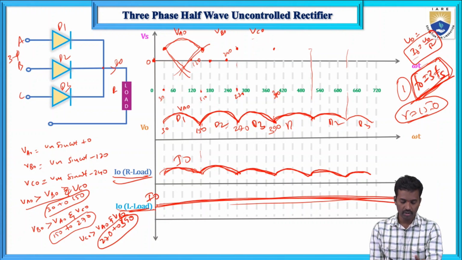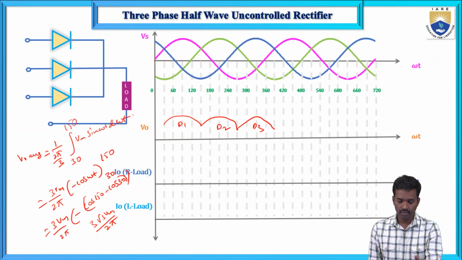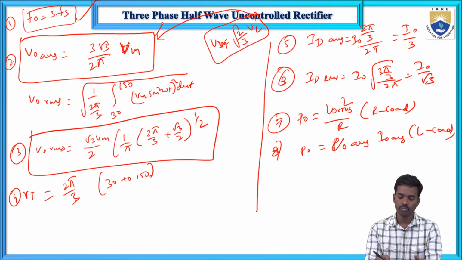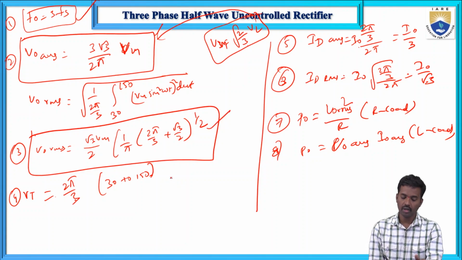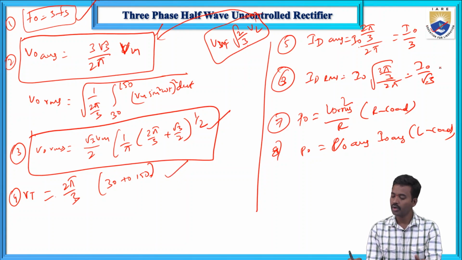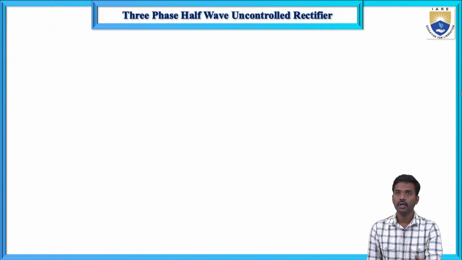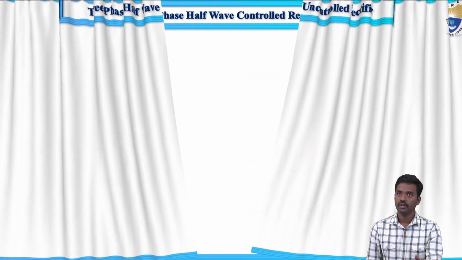So each diode is conducting. Next, this is the average output voltage. It is a three pulse converter. This is the average output voltage formula, the RMS output voltage formula, the diode conduction duration, diode average value, diode RMS value, and the output power formula for R load and for L load.